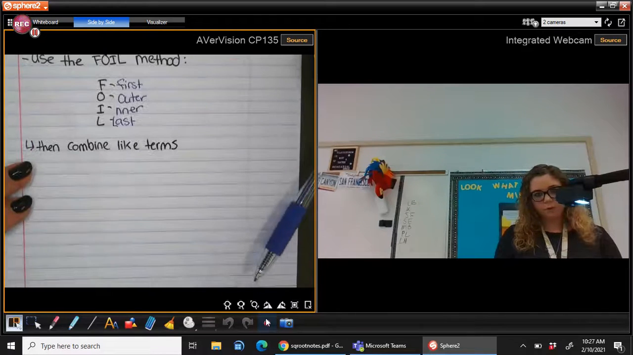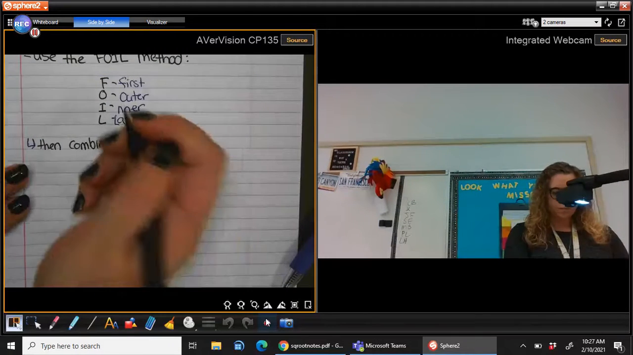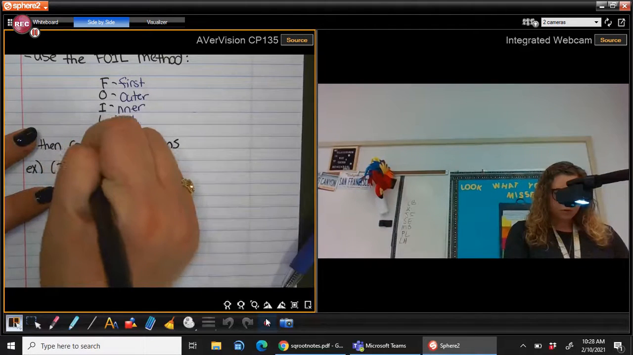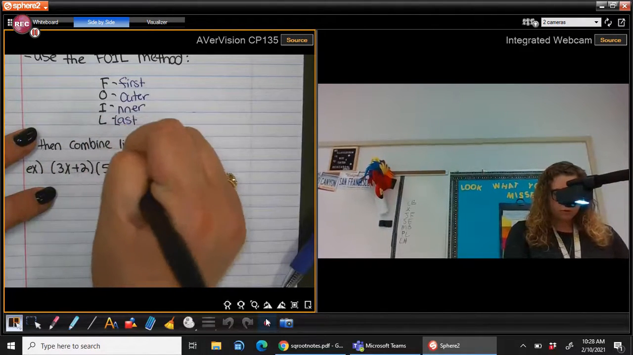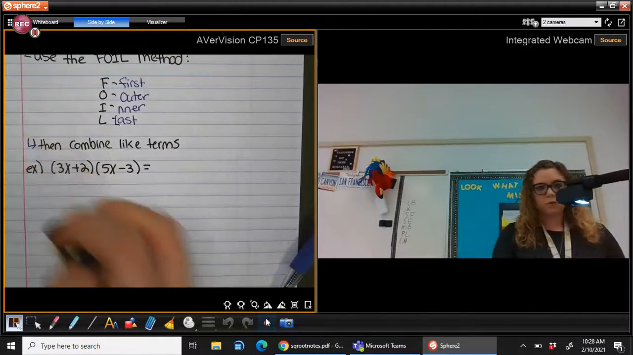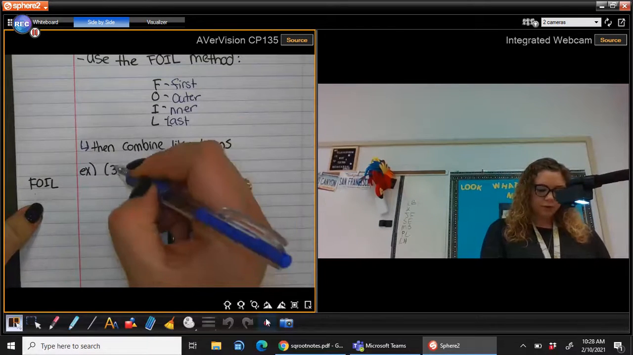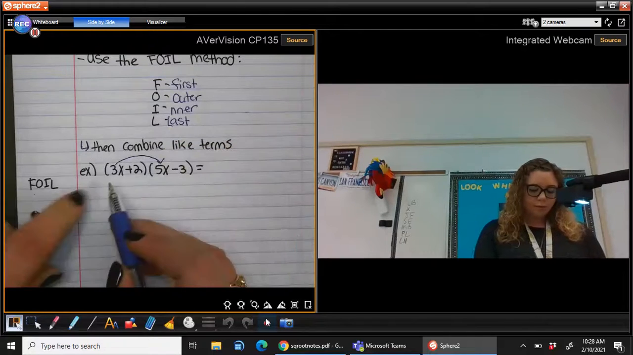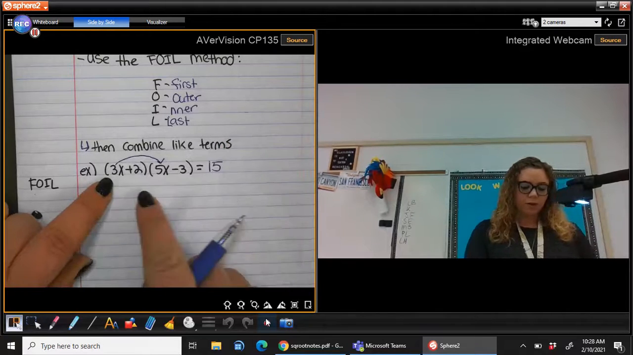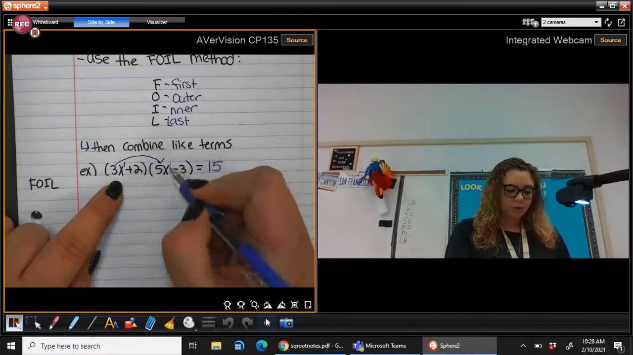Okay. So let's look at the first example. Okay, so remember FOIL. Okay, so first, I'm going to multiply my first terms together. Multiply my coefficients, 3 times 5 is 15. And then use the product property with my exponents. There's not an exponent, so there's an understood 1 here. 1 plus 1 is 2.